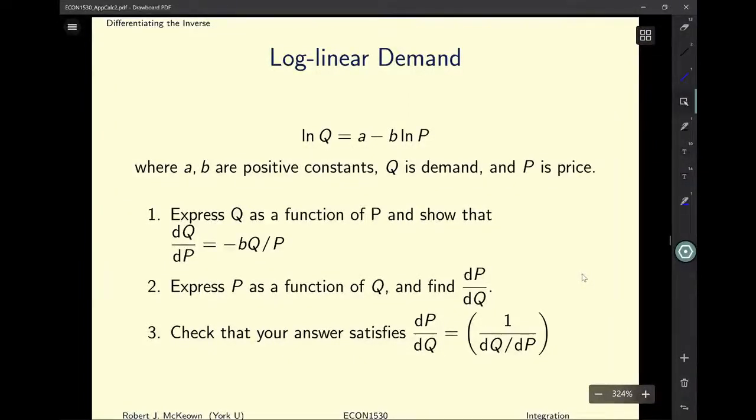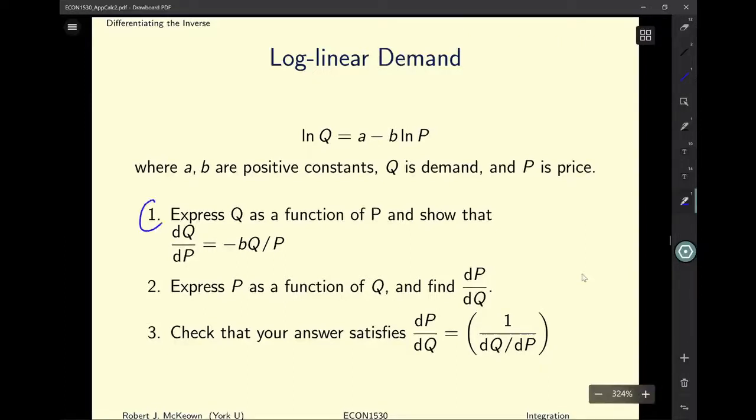Let's look at an example. Here we have log linear demand. Now, sometimes we have a demand function and we want to know the pricing function. That's just like finding the inverse function. So here's the question. Let's see if we can answer it.